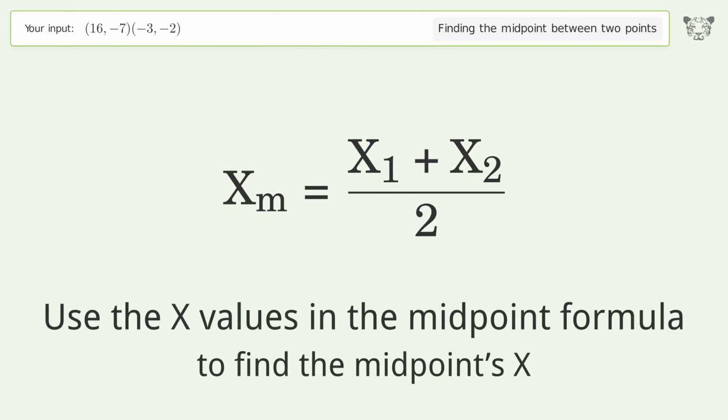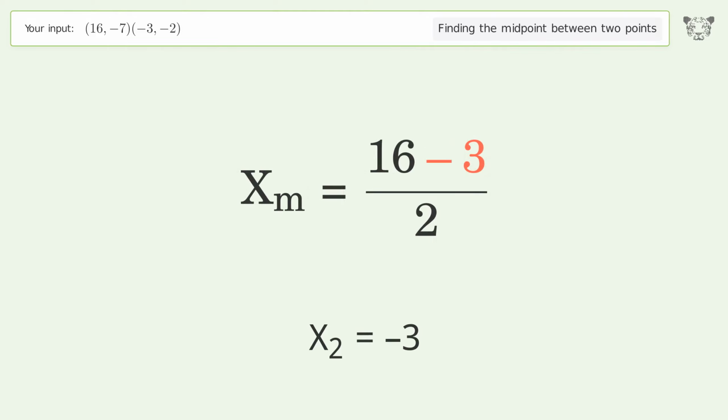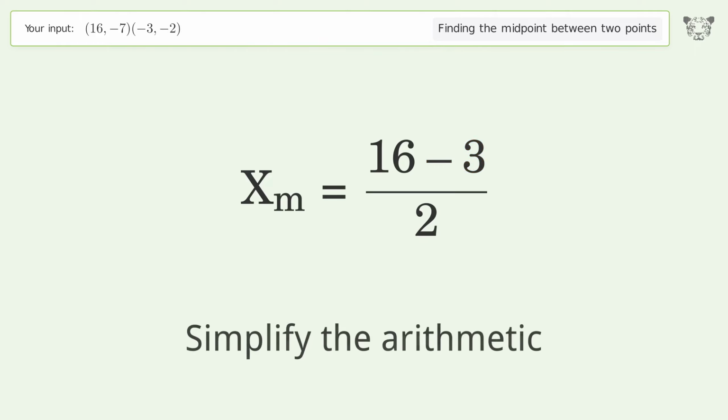Use the x values in the midpoint formula to find the midpoint's x. x1 equals 16. x2 equals negative 3. Simplify the arithmetic.